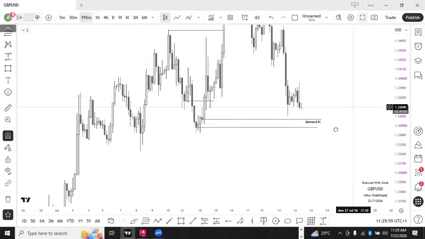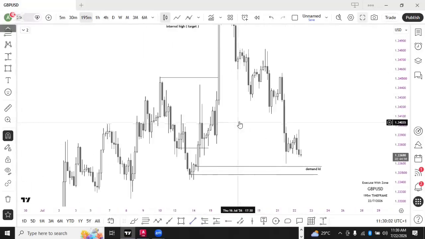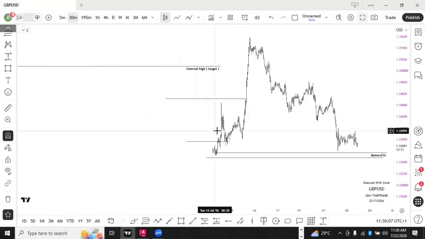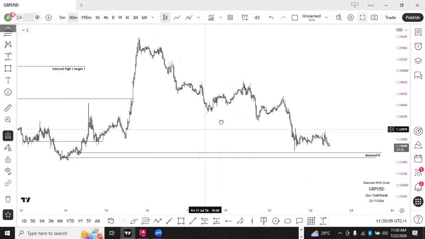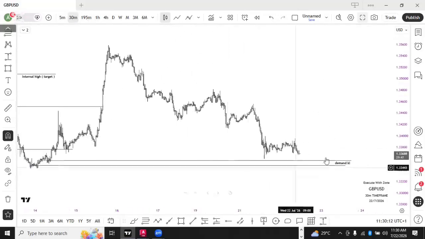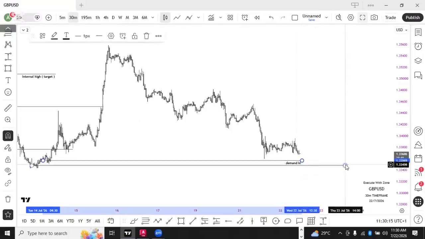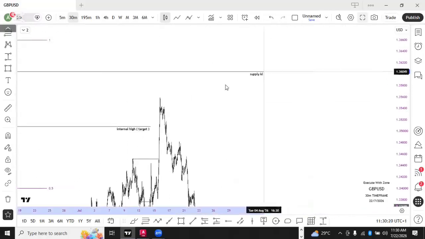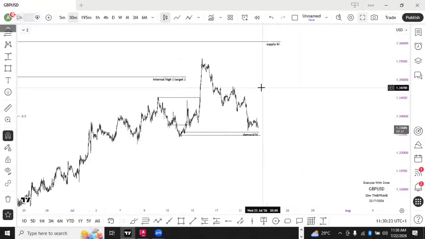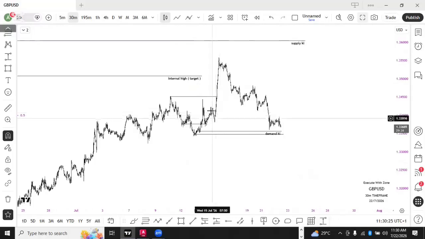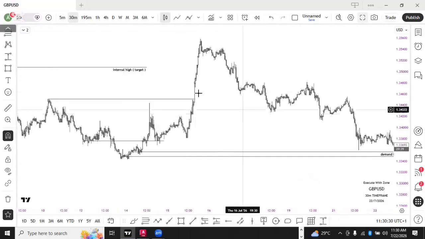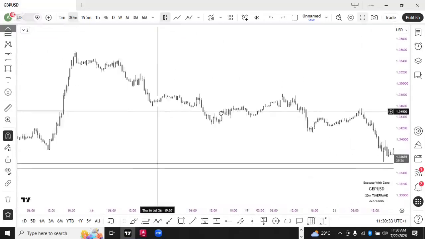You understand? So now, how did I enter those sales? Since I already know that I have a demand key level, price should come to here before price comes to this overall strong key level that will start pushing price to the downside. So I was expecting a pullback after this aggressive move. So the pullback now happens from here.